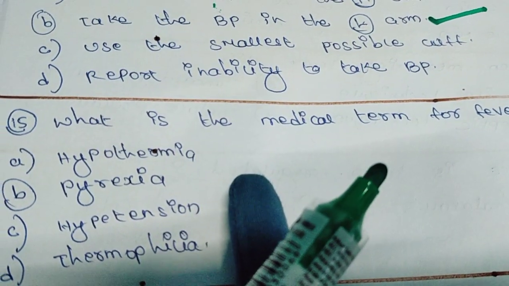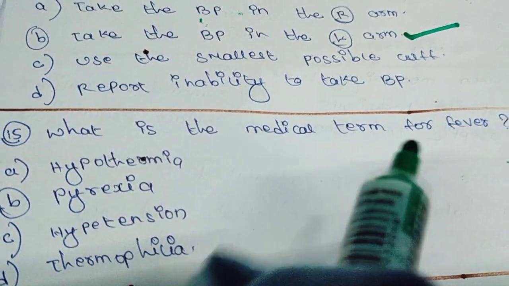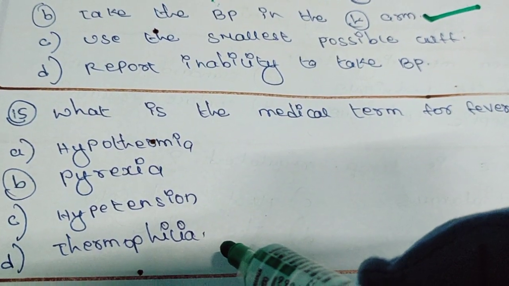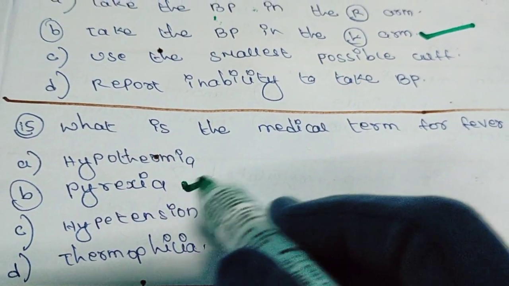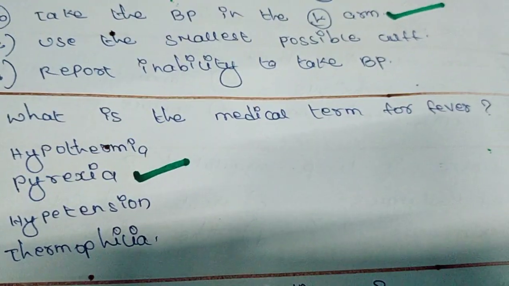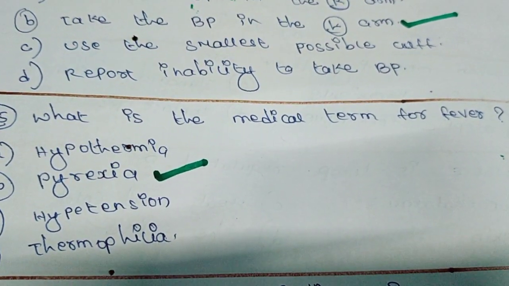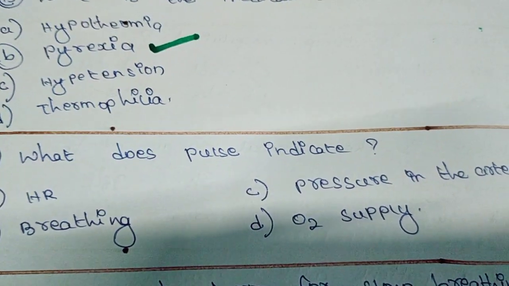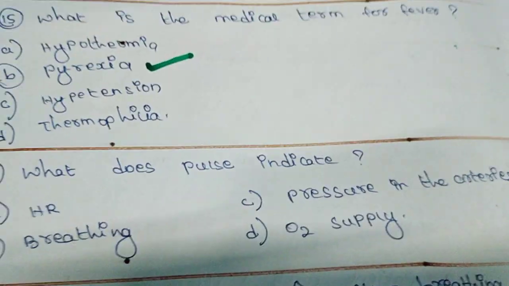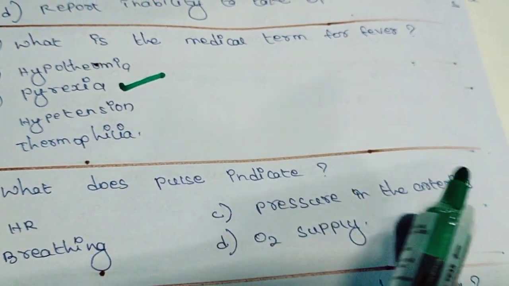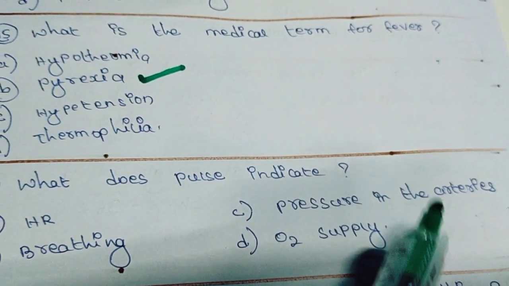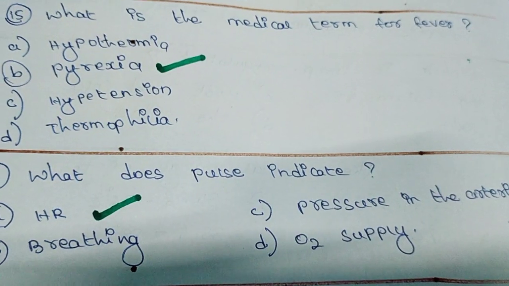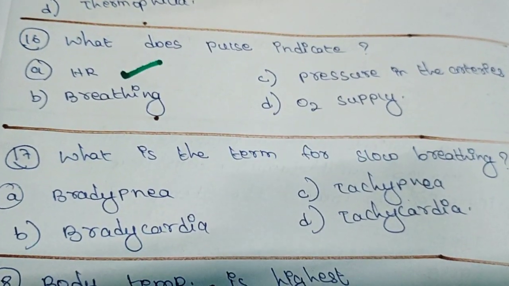Okay, then next question. What is the medical term for fever? Simple. Hypothermia, pyrexia, hypertension, or thermophilia? It is pyrexia. Pyrexia is the medical term used for fever, when the body's temperature is higher than normal. The next question. What does pulse indicate? Heart rate, breathing, pressure in the arteries, or oxygen supply? Simple. It is heart rate, the number of times the heart beats in a minute.